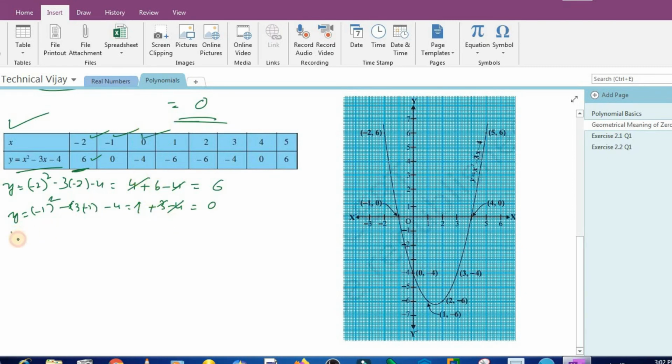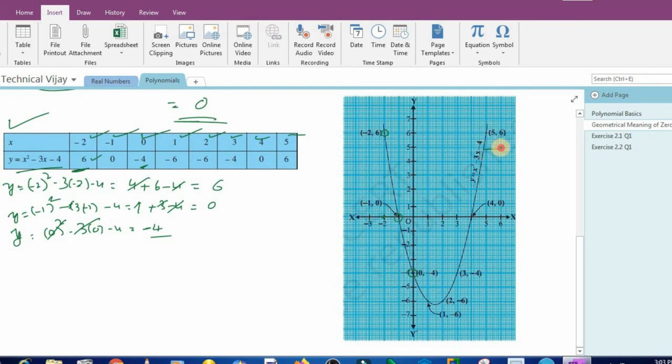If you put 0, y is equal to 0 square minus 3 into 0 minus 4, which is equal to minus 4. In the same way we have got these values. These values we will put in the graph. At x equal to minus 2, the y value will be 6, so this is the first point. In the same way, minus 1, 0. And at x equal to 0, y will be minus 4, so this is 0, minus 4. In this way, the curve will be like this.